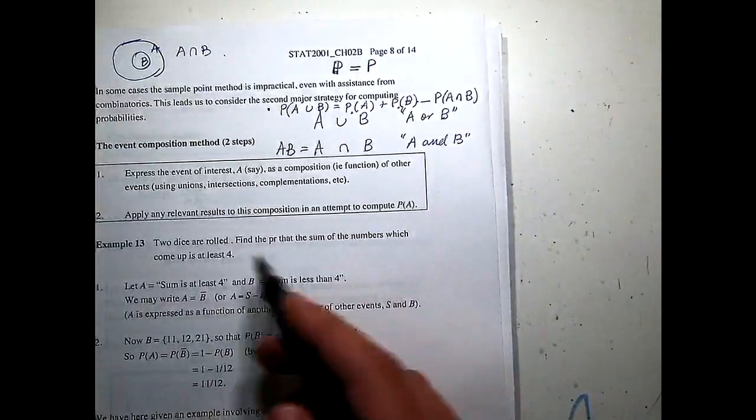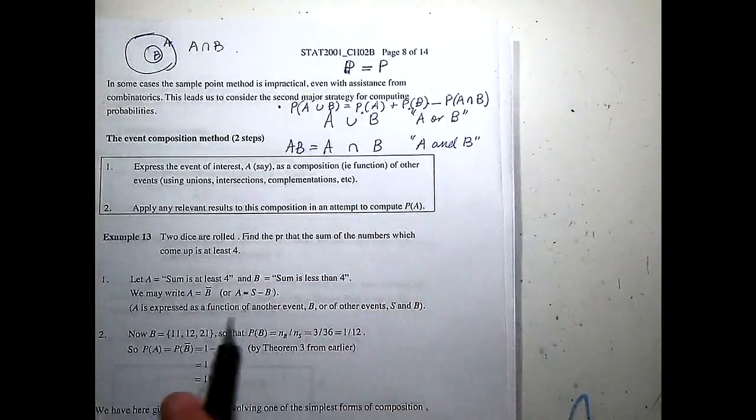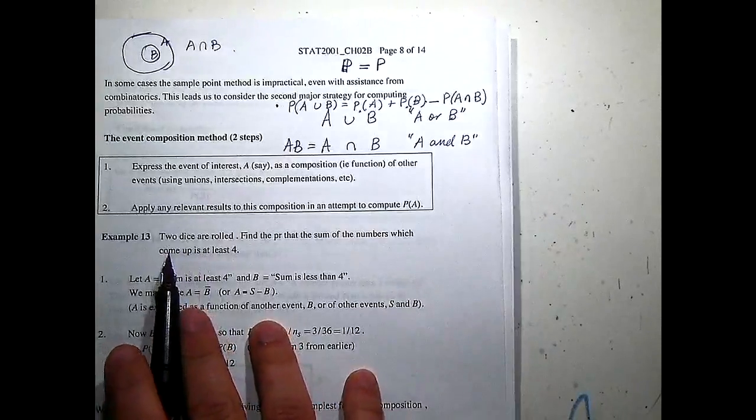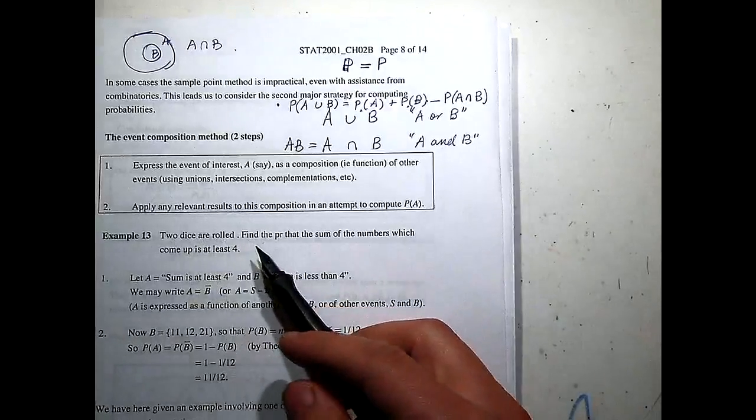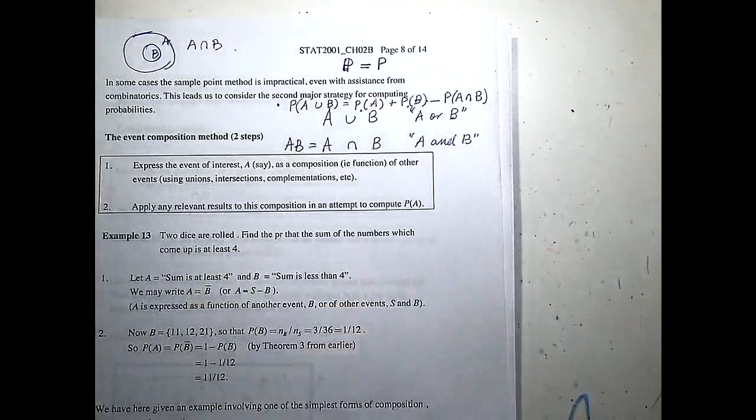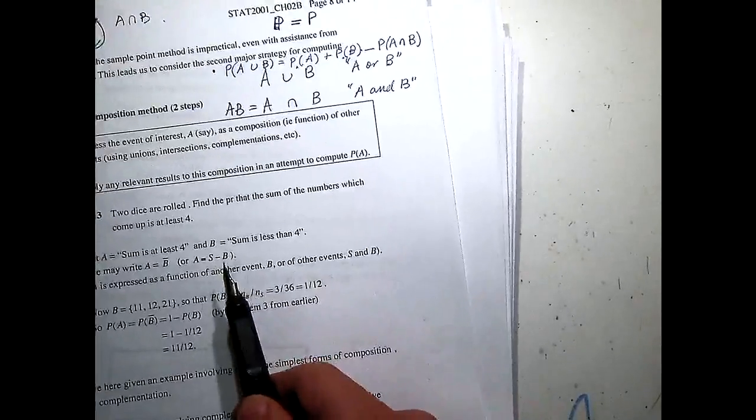Okay. So the event composition method. Okay, how would you do this kind of thing? The example is when you're doing die rolls. We know that you can write out all 36 outcomes, but you can imagine if there were 5 dice, you wouldn't want to write out 6 to the power 5 outcomes. That would be insane. So, the probability that the sum of the numbers is at least 4.